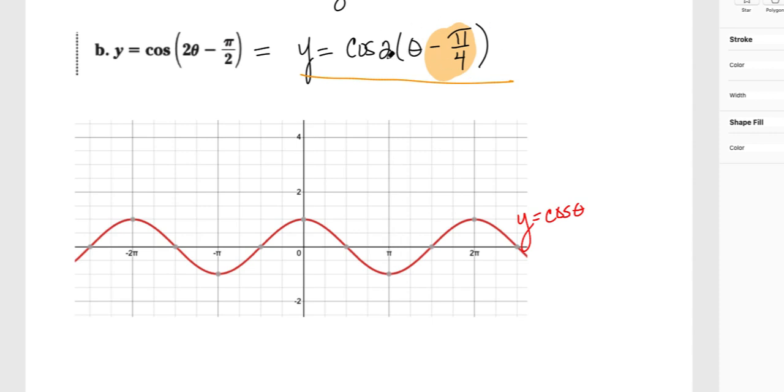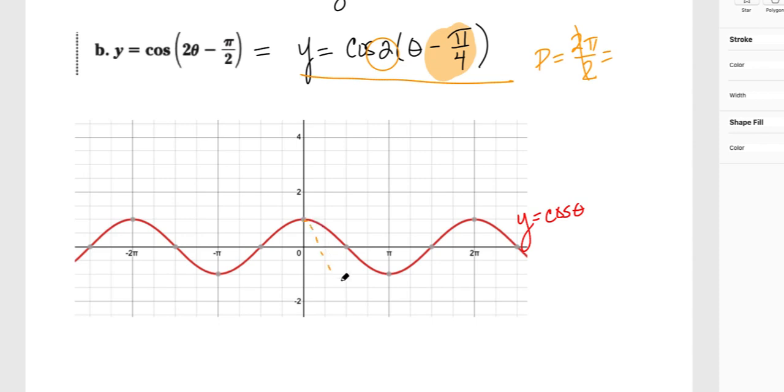The only thing we're concerned about is the period and this horizontal shift or phase shift. So let's first consider what's happening with the period. The period is equal to 2 pi divided by the coefficient of the angle theta, divided by 2. So the period's going to be pi. If I'm thinking about this, everything is going to be happening much quicker.